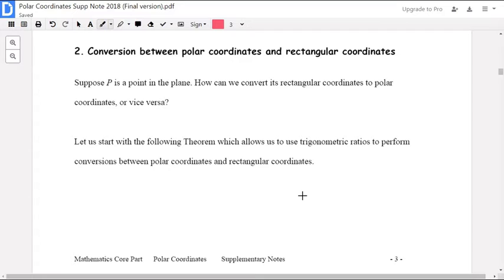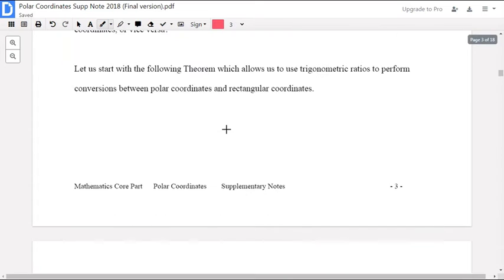Now we are going to consider the relation between the polar coordinates and rectangular coordinates. We are going to establish formulas for conversion between these two kinds of coordinates. Suppose P is a point in the plane. How can we convert its rectangular coordinates to polar coordinates, or vice versa? We have the following theorem, which can help us to perform conversion.